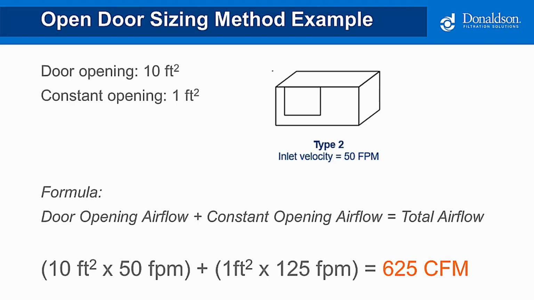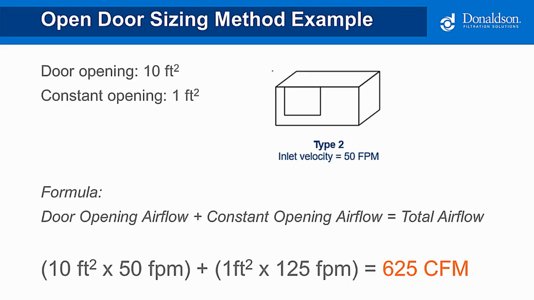I will then take the 500 CFM and add my constant airflow openings to the value. In this case, I have a total opening area of 1 square foot through the chip conveyor. Like the enclosure method, we need to multiply that by 125 CFM. So for this example, we're going to need 500 CFM to contain the mist at the door, and we're going to need 125 CFM to handle the constant openings, for a total airflow requirement of 625 CFM.